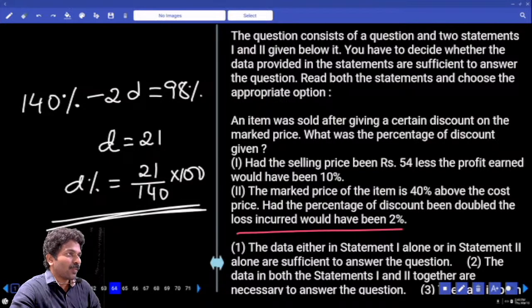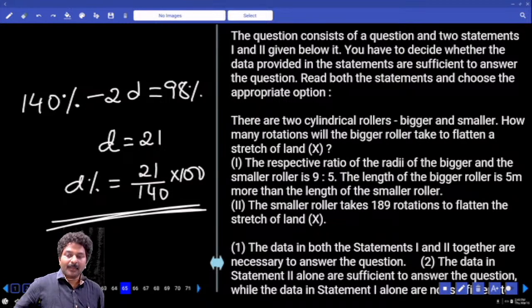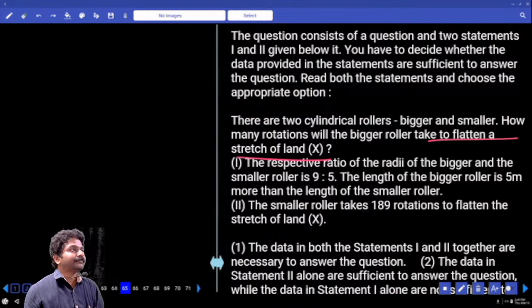Okay, now. There are 2 cylindrical rollers, bigger and smaller. How many rotations will the bigger one take to flatten a stretch of field? Flatten the stretch of field. Okay. ఇప్పుడు క్రికెట్ గ్రౌండ్లో పిచ్ ఉంటుంది కదా, ఆ పిచ్ని రోల్ చేస్తూ ఉంటారు, తెలుసు కదా మీకు? క్యూరేటర్ చేస్తాడు అది, అవునా? రైట్.